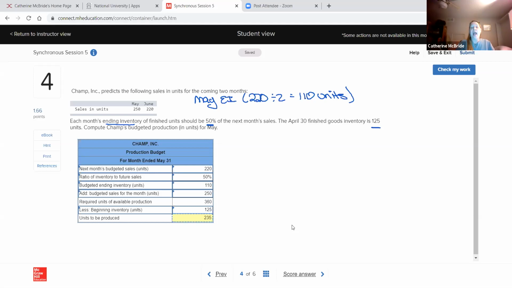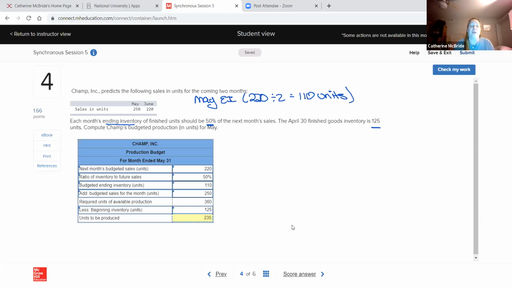We already have 125 units already made. On the 1st of May, we had 125 units, half of what we were going to need for May, half of the 250. We have that already in beginning inventory, so we don't have to make that. That's why we need to make 235 units.